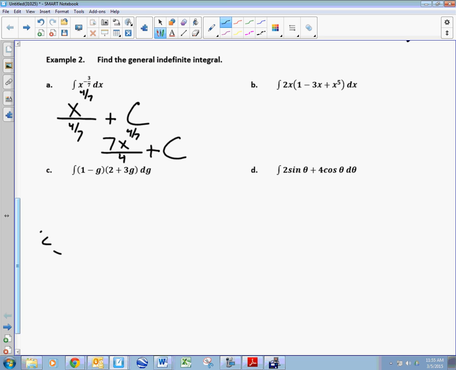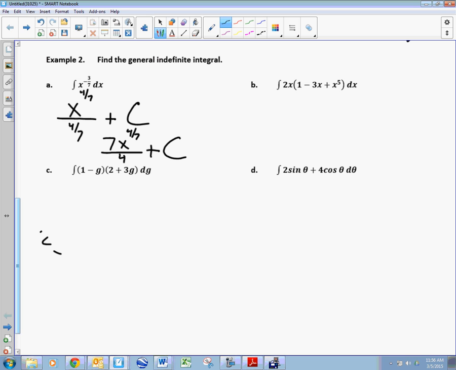Yes, Matt. That's correct. This is big F, yes. Like when we use technical. If you look at B, you would distribute the 2x.